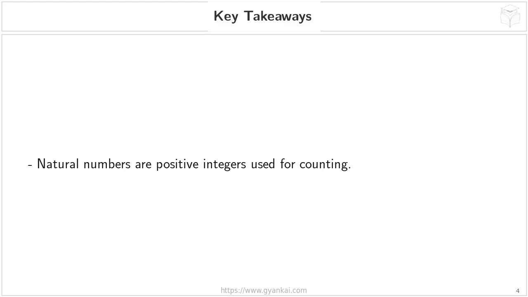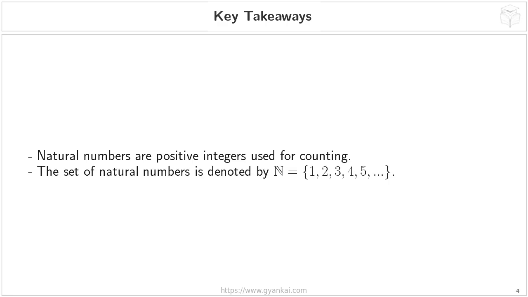Key takeaways. Let's recap what we've learned about natural numbers. This slide, titled Key Takeaways, summarizes the most important points. Firstly, natural numbers are, at their core, positive integers that we use for counting. Think about it, when you start counting objects, you begin with 1, 2, 3, and so on. These are natural numbers.